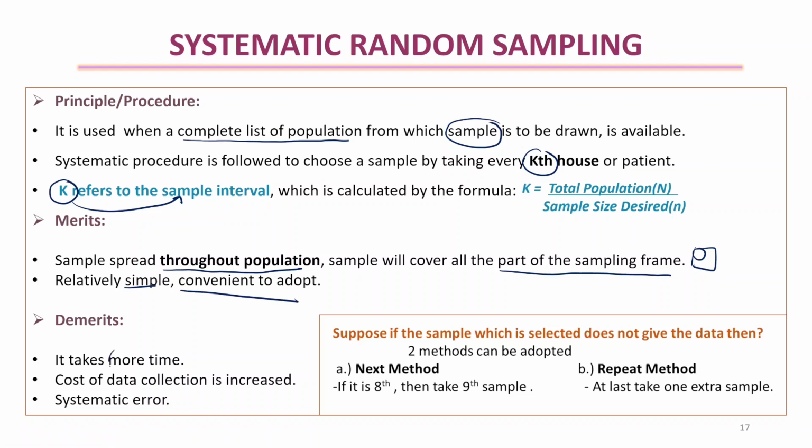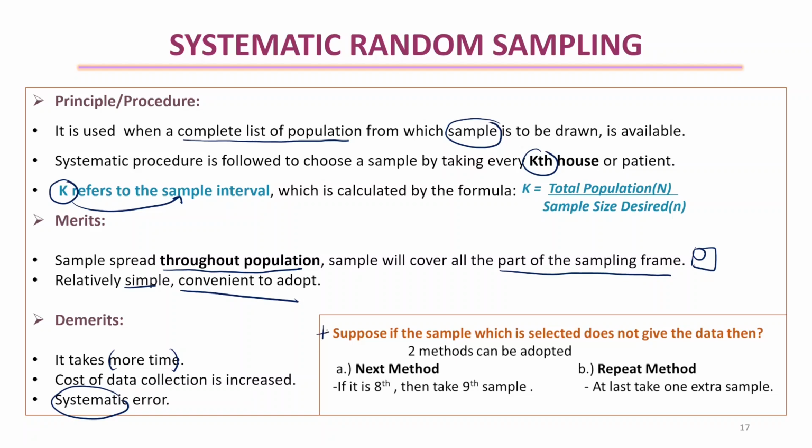Demerits are it takes more time, the cost of data collection is increased, and also, for example, if every 10th record belongs to the same category, it can introduce something which is known as systematic error, making the sample less representative.